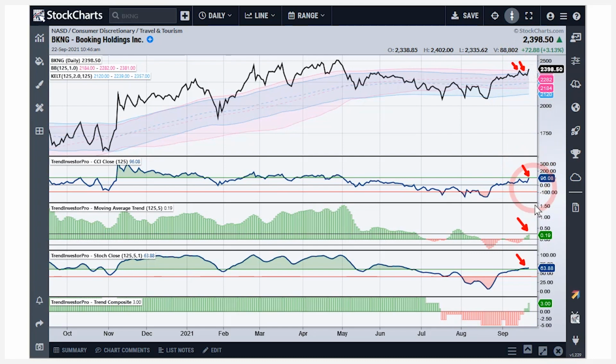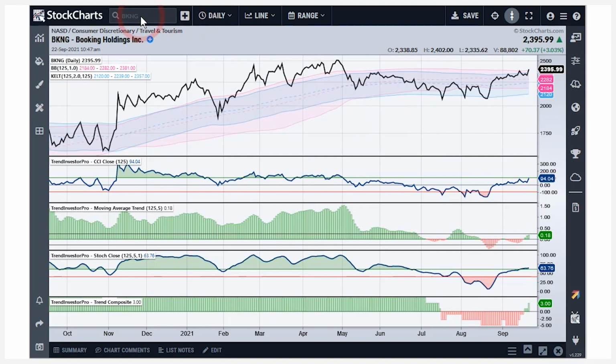The only one yet to trigger bullish is CCI close. It's the commodity channel index based on closing prices. If it gets above 100, that's the signal that a new trend is emerging. So that's what an uptrend looks like when it's emerging.